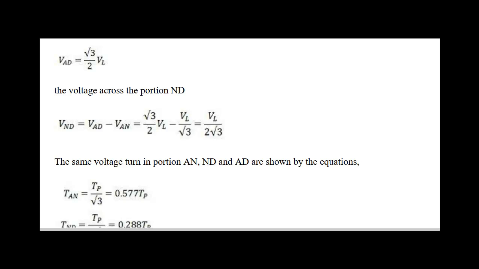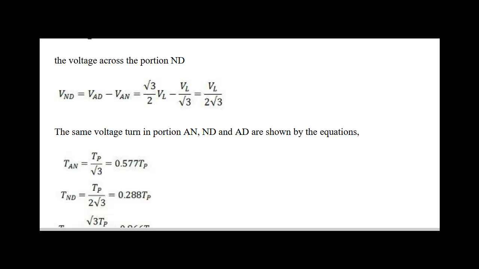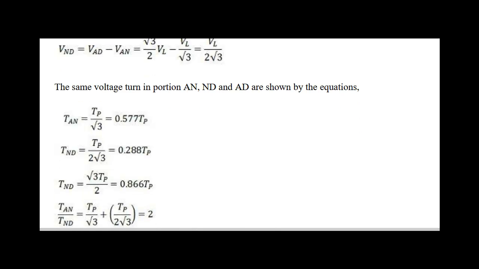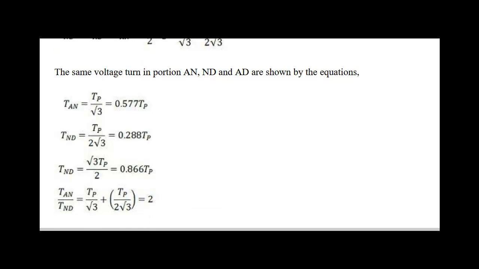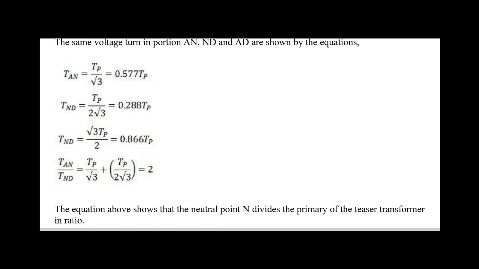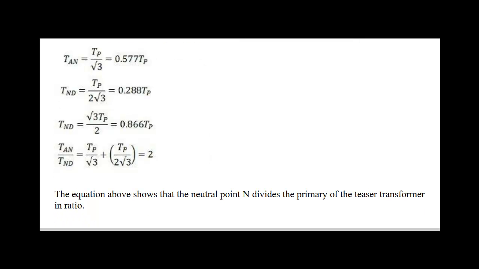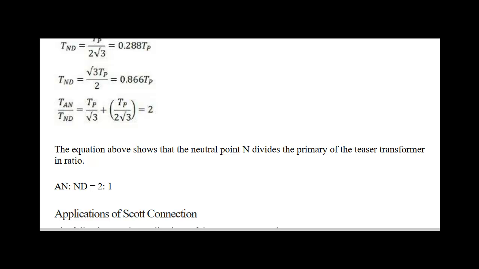The same voltage terms for portions AN, ND and AD are shown by equations in terms of number of turns. The number of turns in AN is equal to primary turns times 1 upon root 3, and the number of turns in the ND section is equal to root 3 primary turns times 1 upon 2 minus 1 upon 3. The ratio of the number of turns AN to the number of turns ND is equal to 2. The equation above shows that the neutral point N divides the primary of the teaser in the ratio AN to ND equal to 2 to 1.